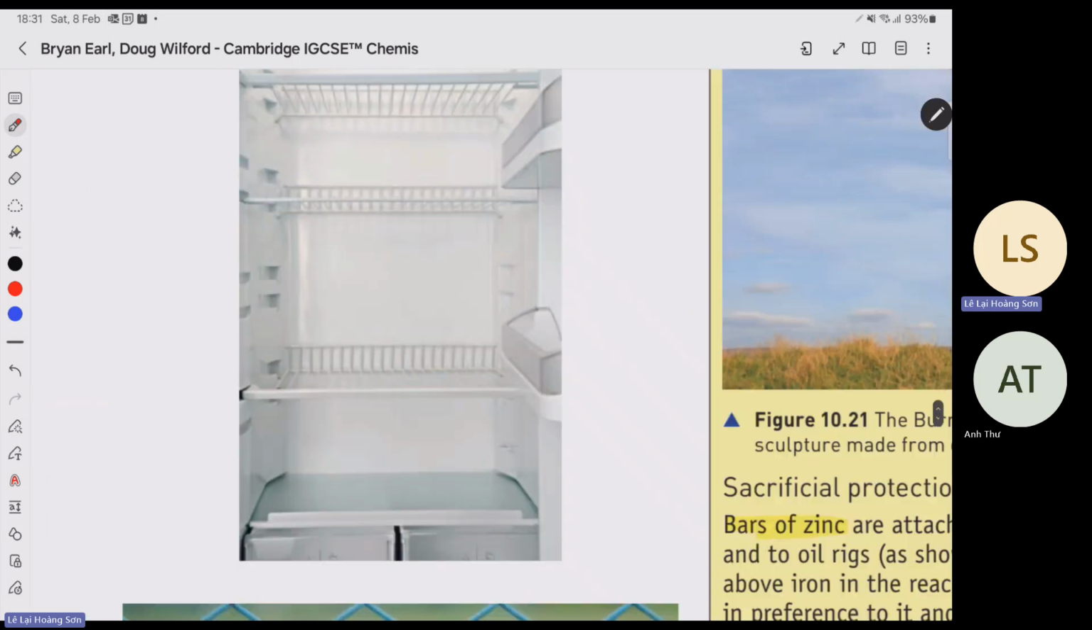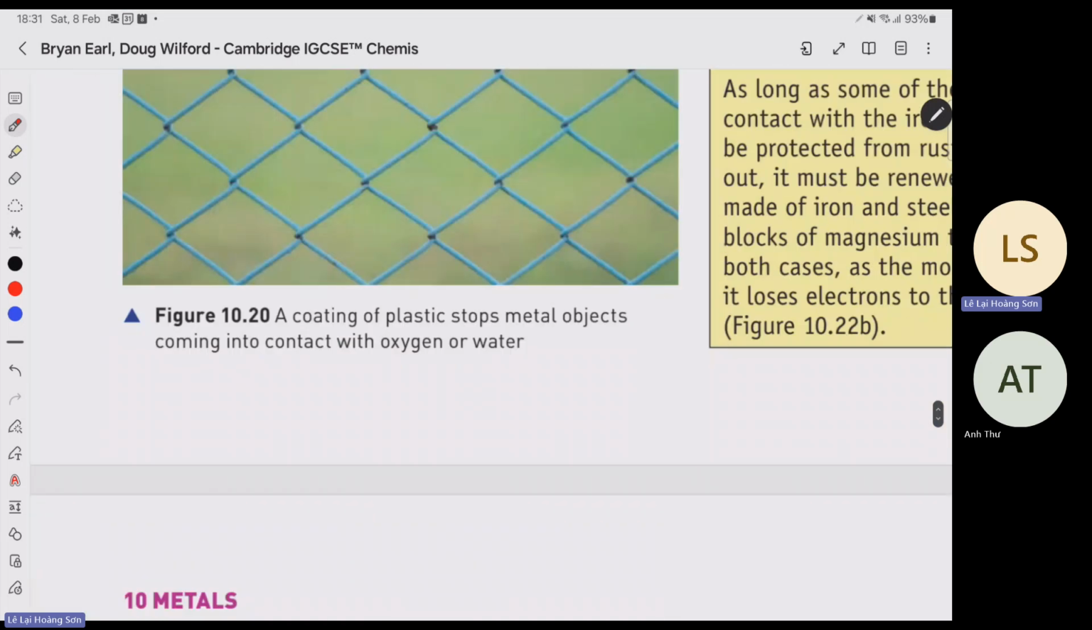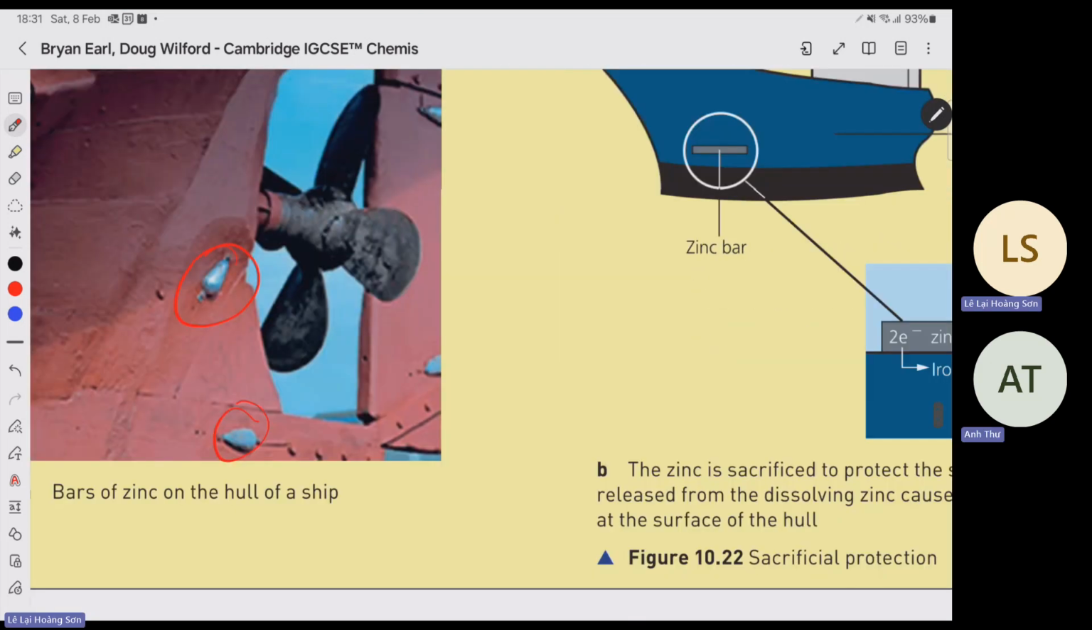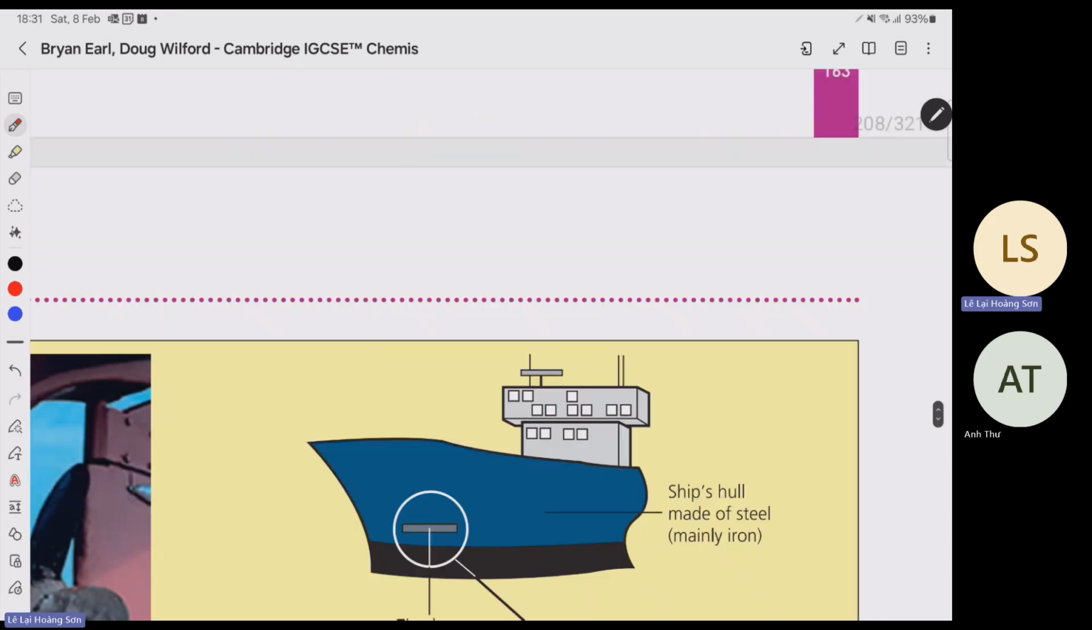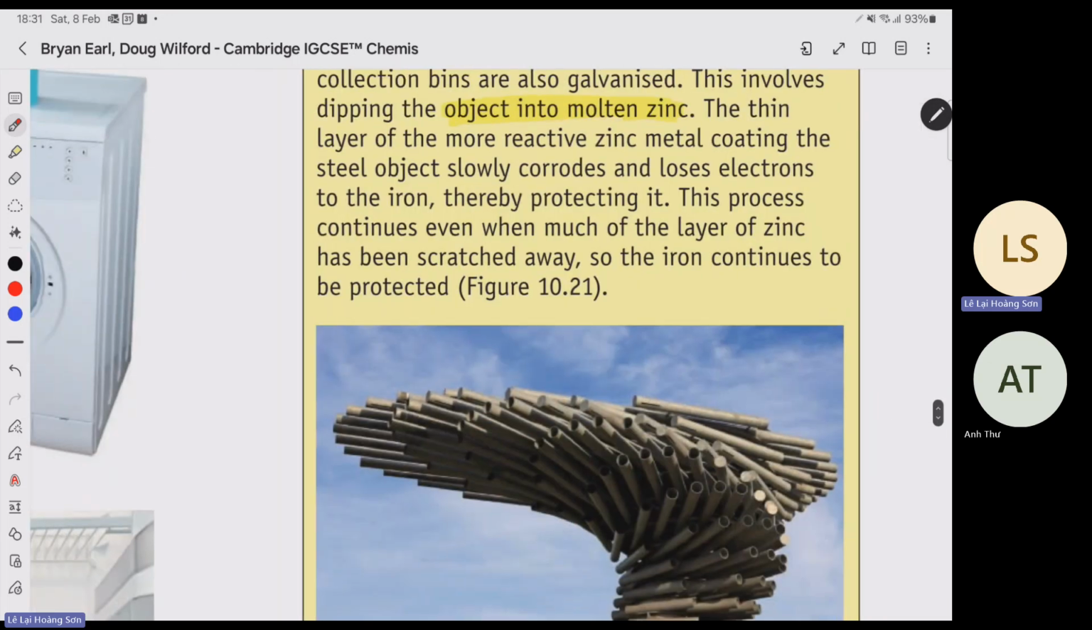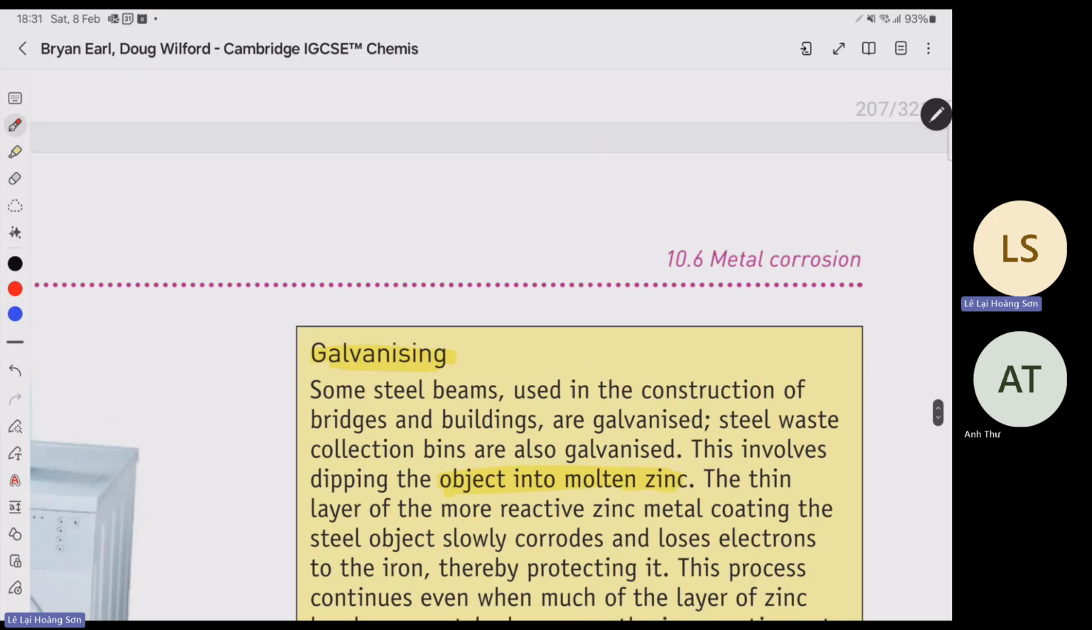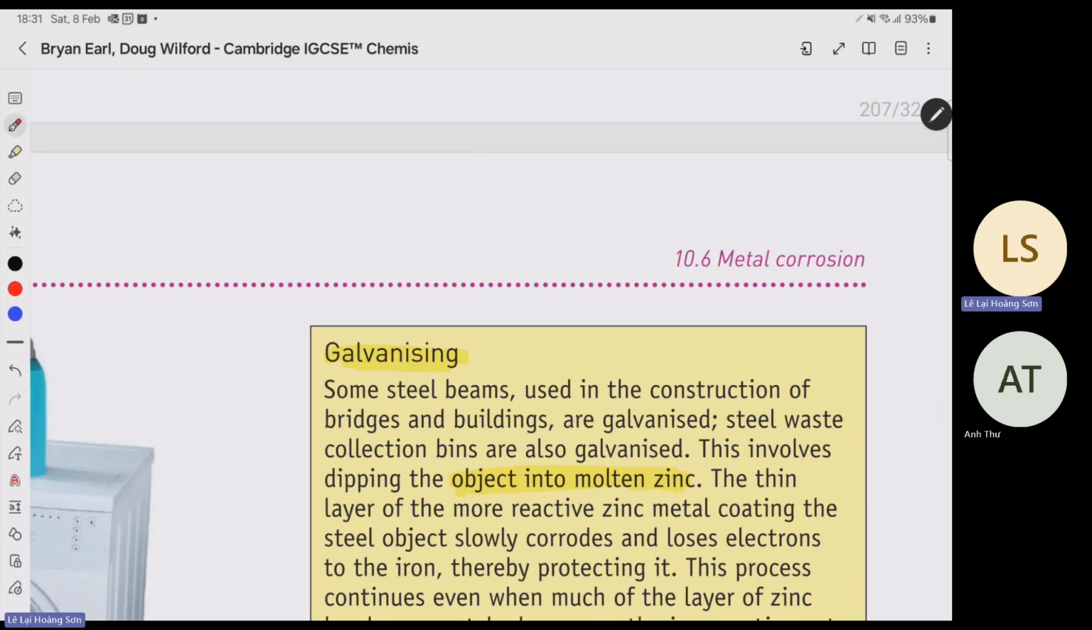Therefore, you need to add a zinc bar onto the surface of the iron, or maybe you still have zinc somewhere attached to the machine. Zinc will be oxidized first, and therefore will be able to protect the ship. But here's the thing, there's one downside to this method. Can you guess what it is, Anthu?